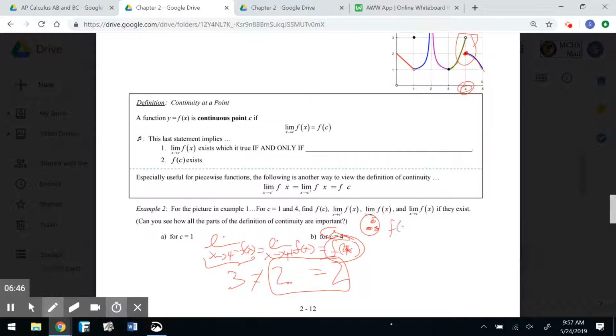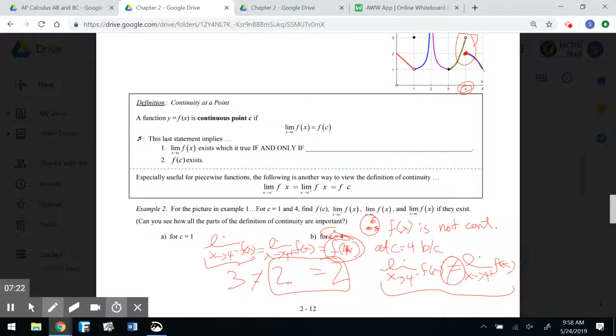Therefore, f of x is not continuous at c equals 4 because the limit as x approaches 4 from the left-hand side does not equal the limit as x approaches 4 from the right-hand side. And since the limits aren't equal to each other, that would represent a non-removable discontinuity. And if there's a non-removable discontinuity, there's no way that we could be continuous at that point.